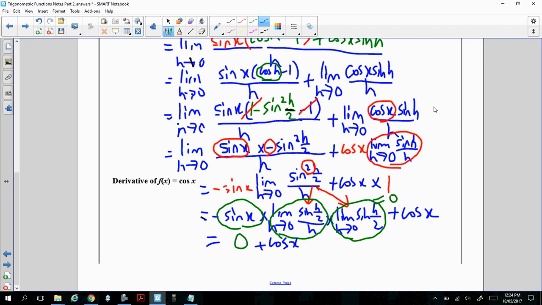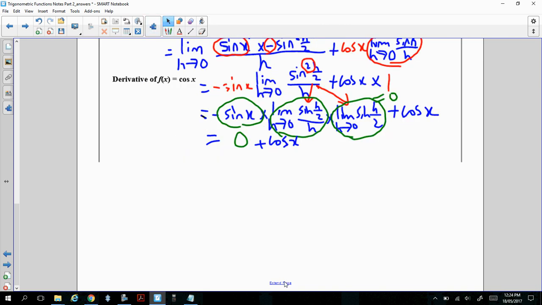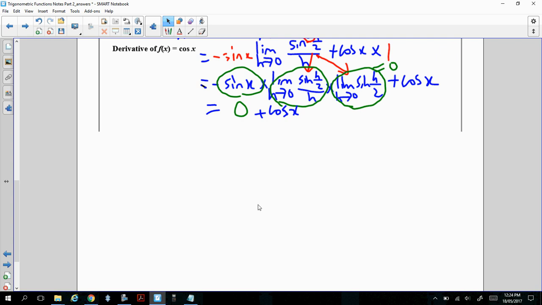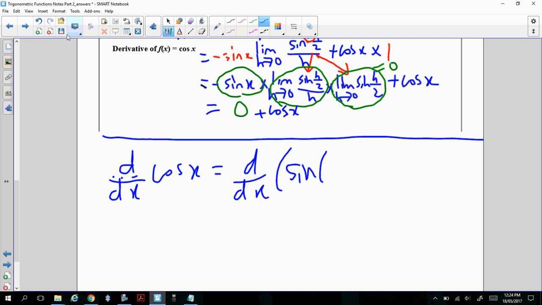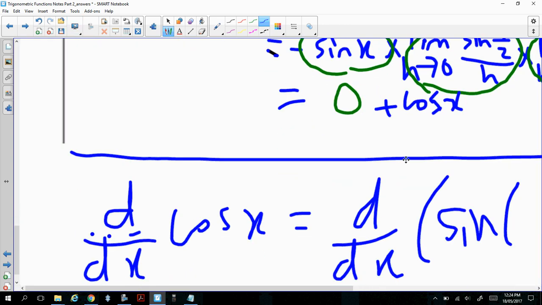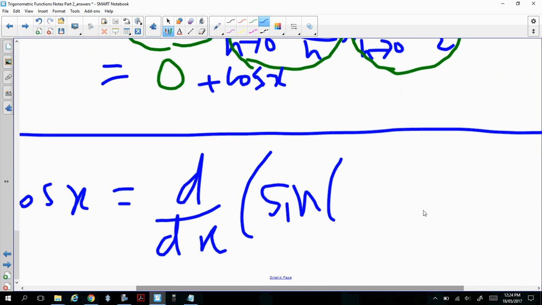So to do that, we'll have to extend the page. Okay, let's extend. So we're going to look at the derivative of cos. So to differentiate cos, all we have to do is to change cos into sine, which is sine of pi over 2 minus x.